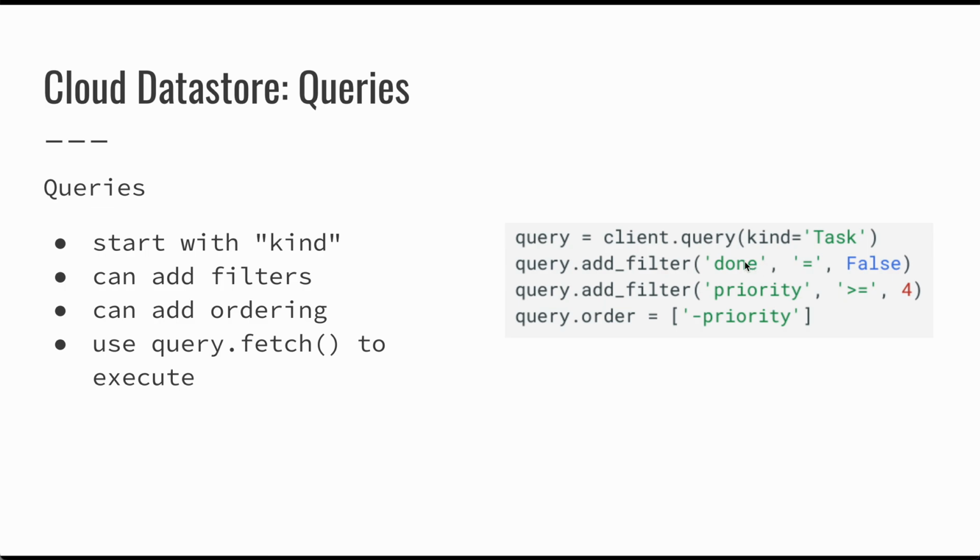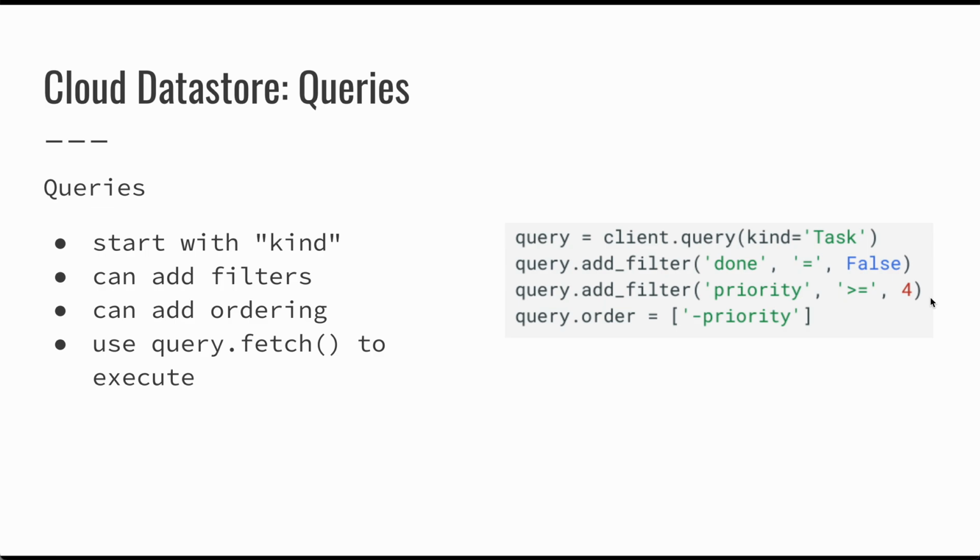So basically we're going to get all of the tasks that are not done. And then we're going to add another filter. We have a priority property here, where that's greater than or equal to 4. So the idea there is that we're going to retrieve all of the tasks that are not done and have a priority that is greater than or equal to 4.